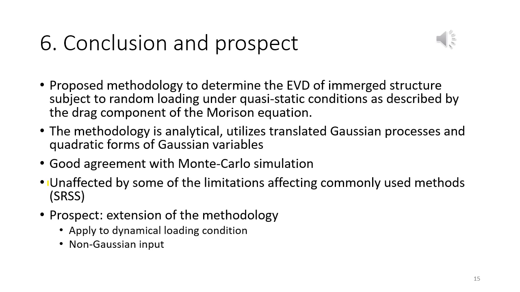Continuation of these results goes in two main directions. The first is the application of the proposed methodology to situations in which the inertial term of the Morrison formula is not negligible. In other words, dynamical loading conditions. The second one involves the modeling of a velocity field of an input as a stochastic field that is not Gaussian.